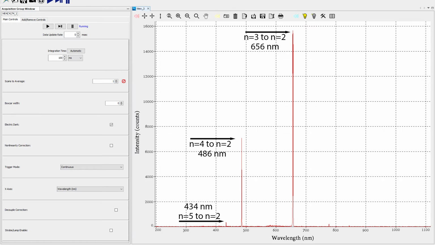Using a device called a spectrometer, we can measure the full spectra from the hydrogen emission lamp. Here we see the 3 lines in the visible spectrum. One at 656 nanometers, one at 486 nanometers, and one at 434 nanometers. These correspond to transitions from higher orbitals into the n = 2 level and form what's known as the Balmer series.